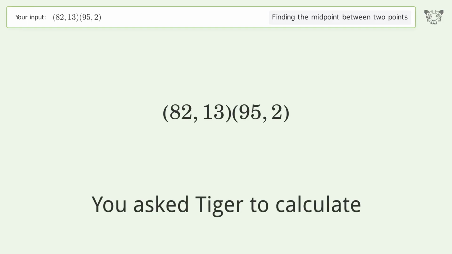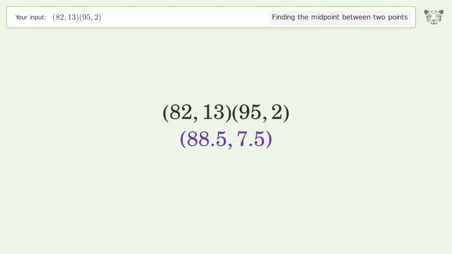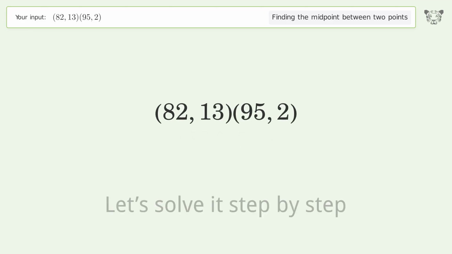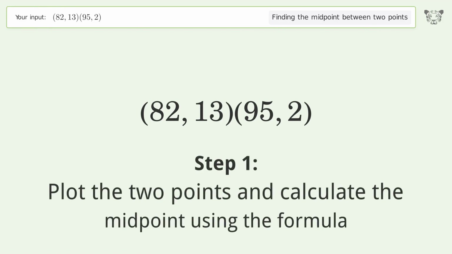You ask Tiger to calculate. This deals with finding the midpoint between 2 points. The midpoint between the 2 points is 88.5, 7.5. Let's solve it step by step. Plot the 2 points and calculate the midpoint using the formula.